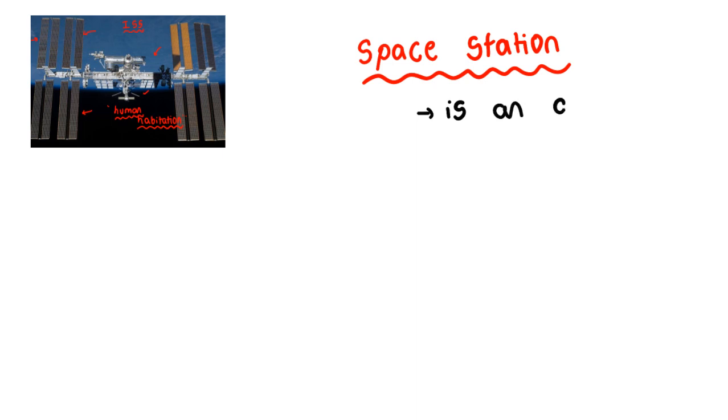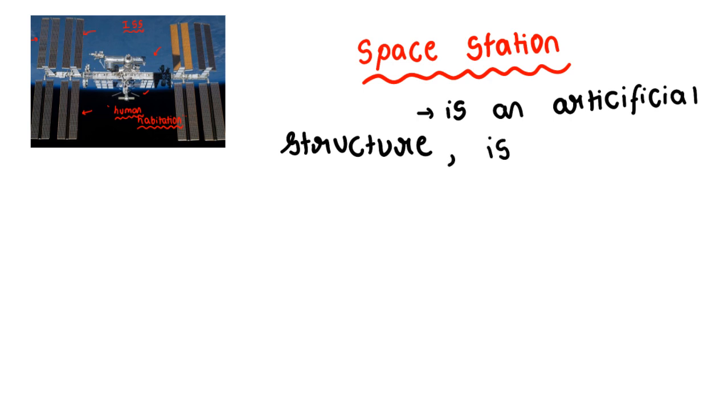So in this class we shall discuss only the space station. From this picture we can clearly conclude that a space station is an artificial structure, right? It is not a natural one. It is because of science and technology, research and development in space, that the whole structure is created. Actually, it is placed in an orbit.